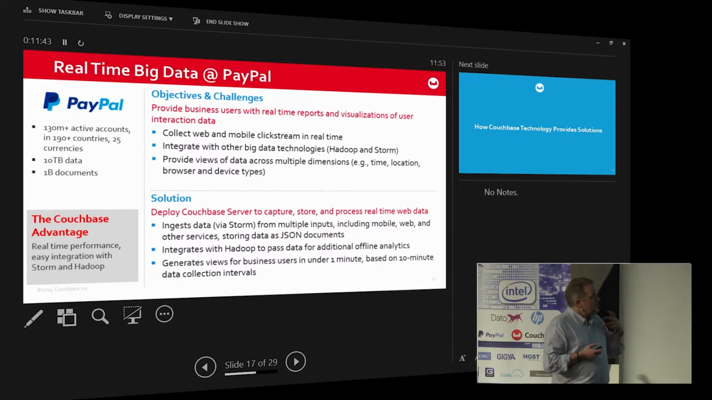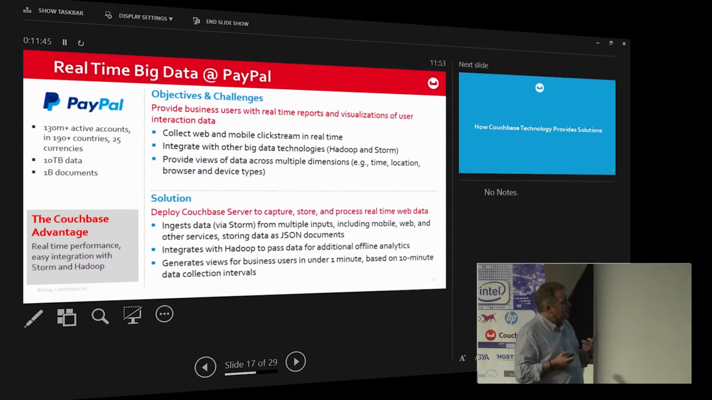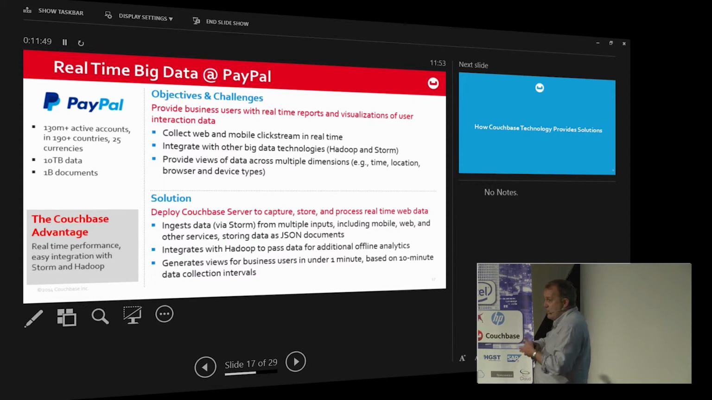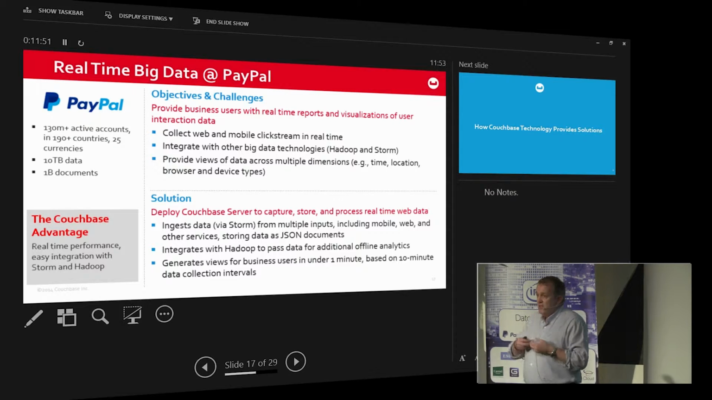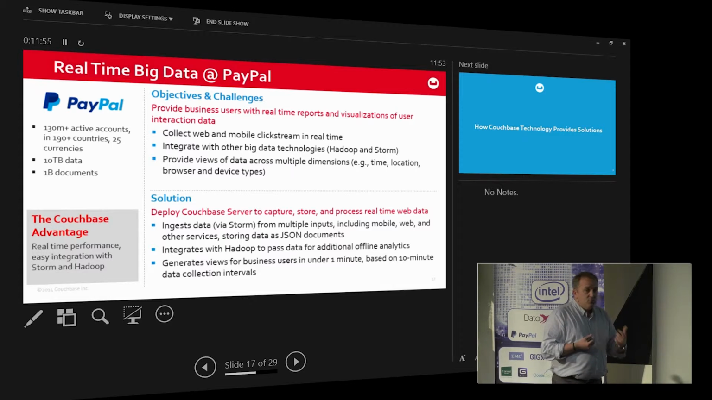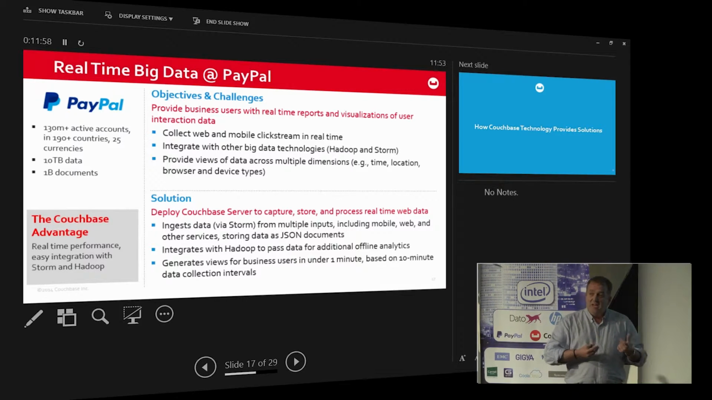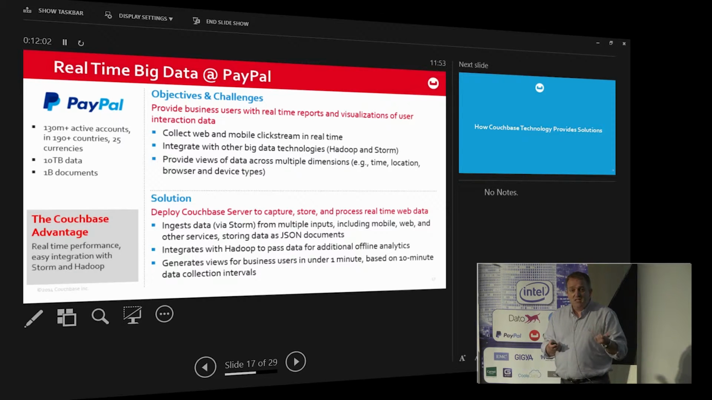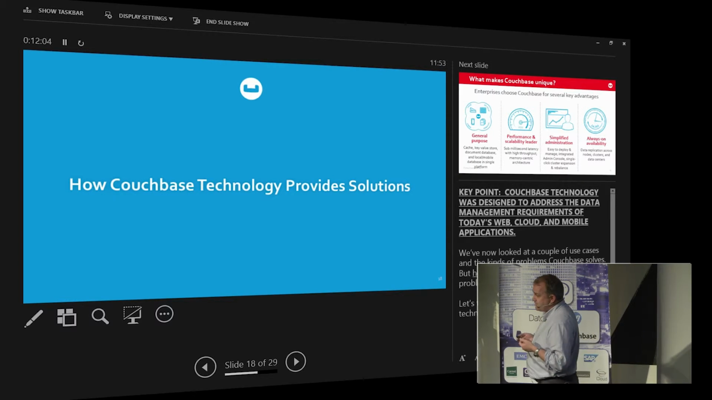Another customer we have doing huge amounts of data is PayPal. So PayPal store millions and millions of data. They ingest it all via Storm from multiple data sources, be it mobile, be it web, or be it any other service they have. They feed that off to Hadoop, but they actually do their real-time analytics on us. So every 10 minutes they generate 1 minute worth of analytics that they can analyze in real time and see how the business is performing.